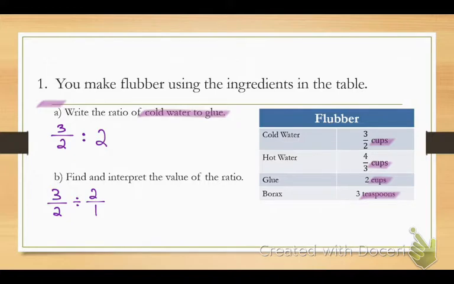So if I'm dividing values, I actually am doing my KFC method. 3/2 times 1/2. And now I can multiply. What's 3 times 1? 3. What's 2 times 2? And I have a value of the ratio. What does that mean? That means this is the amount that compares the cold water to the glue.